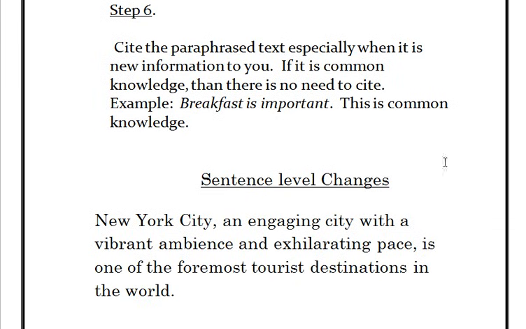So step 6 is cite the paraphrased text. You still give the author credit and you cite it. You don't quote it, but you just give it a citation that says that you got the information somewhere else, okay? And this is important when it's new information. If it is common knowledge, then you don't need to cite.